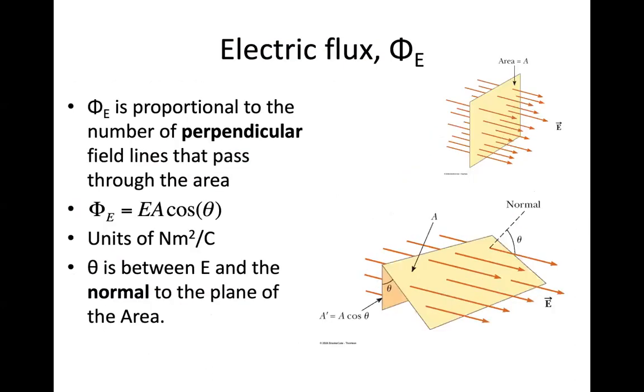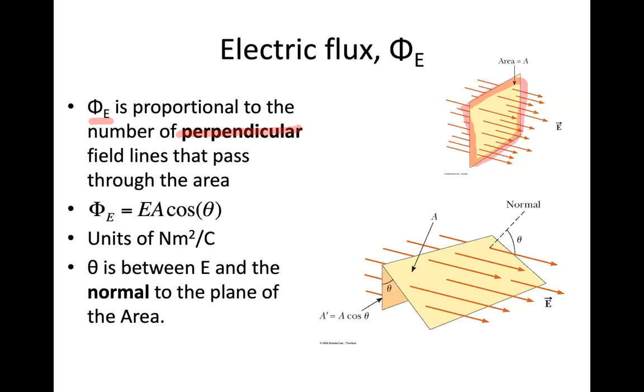Let's talk about flux. So the electric flux is denoted by phi, and because it's electric, we're putting the subscript E in there, because later on, when we look at magnetism, we'll also talk about flux, but it'll be the magnetic flux. So we just want to be able to differentiate. So the electric flux is proportional to the number of field lines that pass through the area, but wait, one more piece. The number of perpendicular field lines that pass through that area, right?